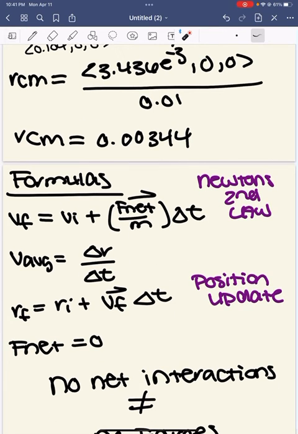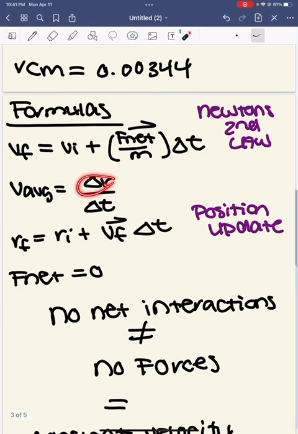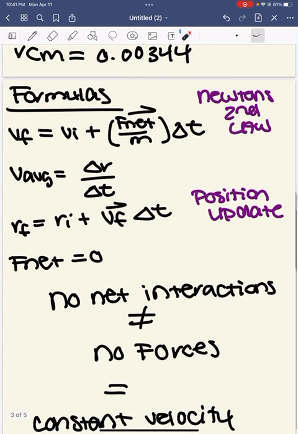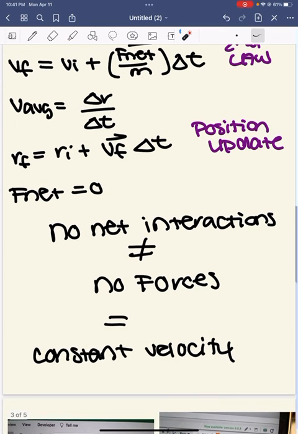We have Newton's second law: Vf is equal to Vi plus the F net over m times delta t. V average is change in position over change in time. Then we have the position update, which is position final equals position initial plus Vf times delta t. And we know that F net is 0 because there are no forces acting on the ball besides gravity and contact, which in turn do cancel out.